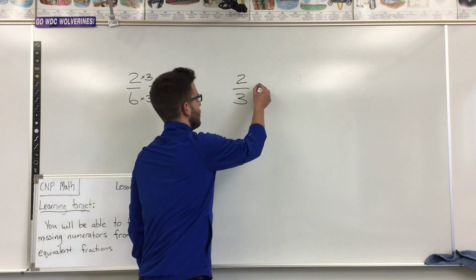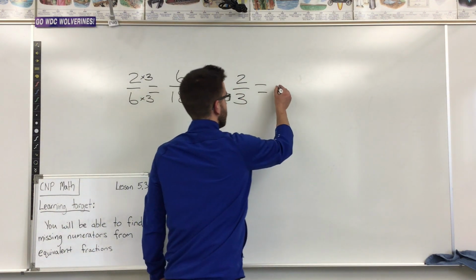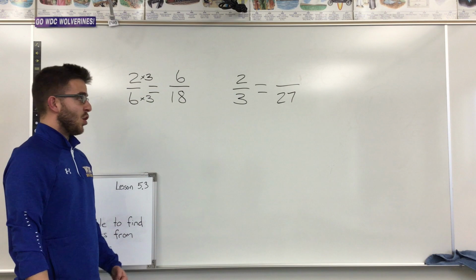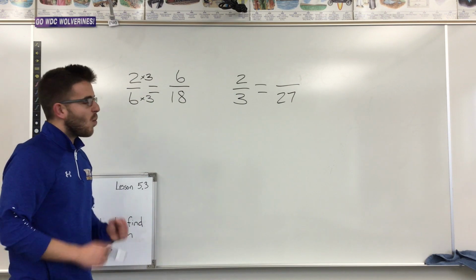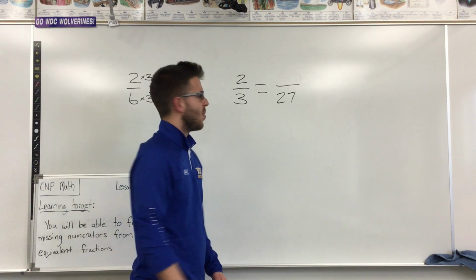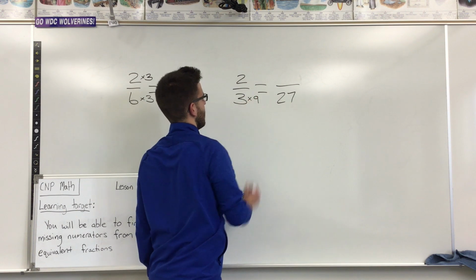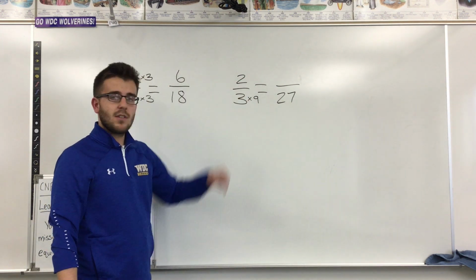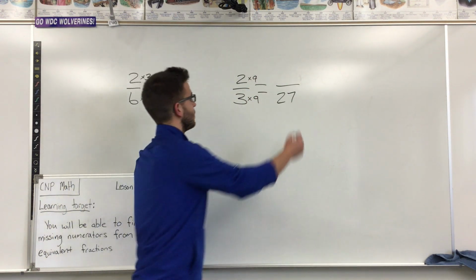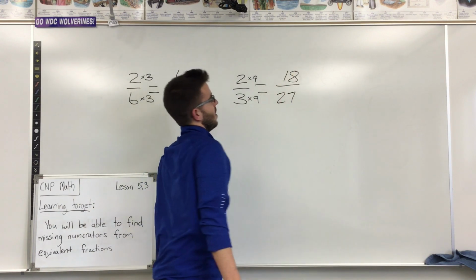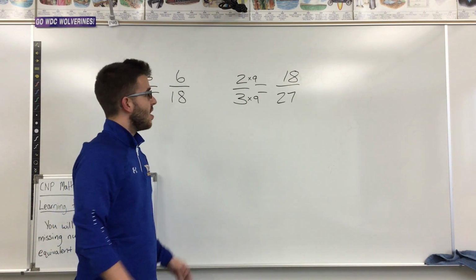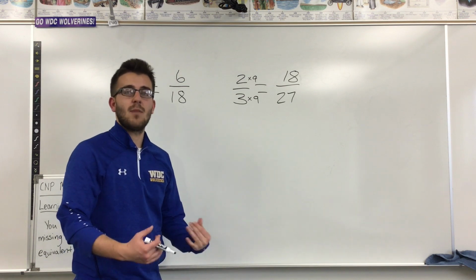2/3 is equal to something over 27. We want to find that missing numerator. How do we do it? We figure out what number times 3 gets us 27. 3 times 9 is 27. Times 9. What you do to the bottom, you have to do to the top. 2 times 9 is, of course, 18. Therefore, 18 over 27 is equal to 2/3. Those fractions are equivalent. They're the same thing.